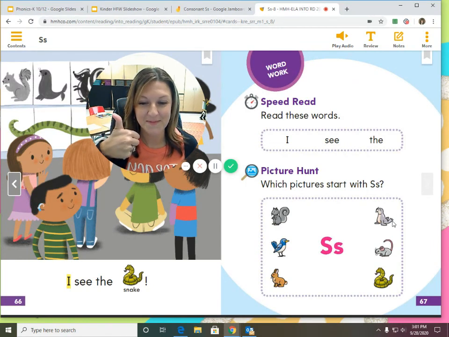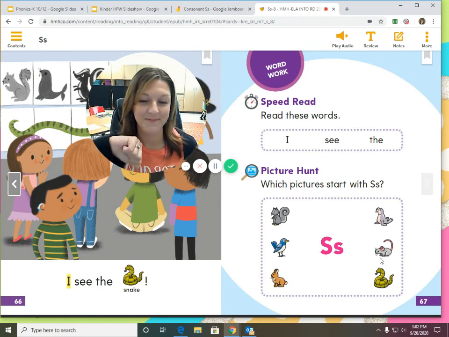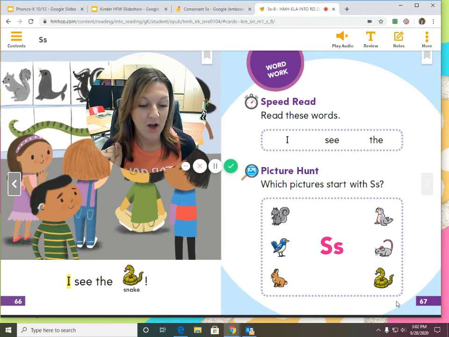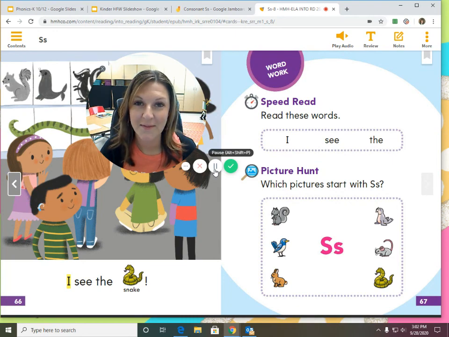Seal. Thumbs up. S. What about mouse? Not an S sound. What about snake? Good. Good job being able to read the words you know and finding animals in the story today that began with the letter S sound. Good job today, kindergarten.